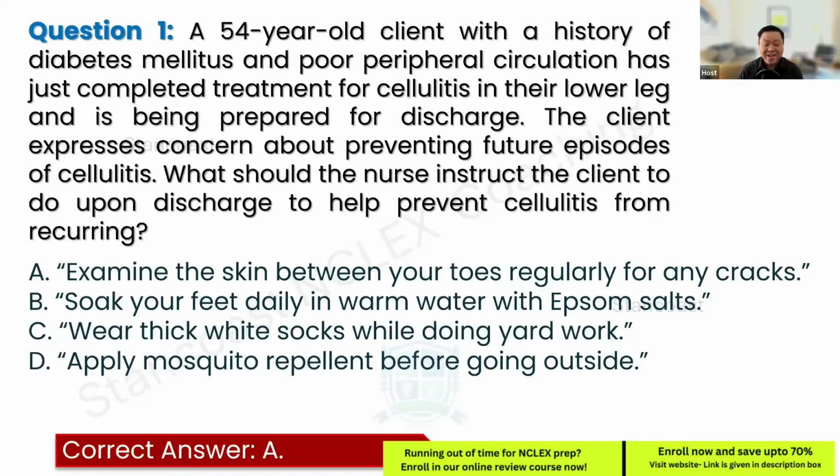Now, your strategy here is to look for that option that can directly address the prevention of bacterial infection or entry points, which is essential in cellulitis prevention.